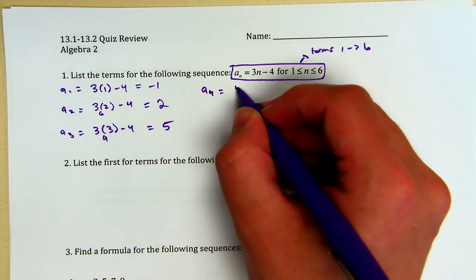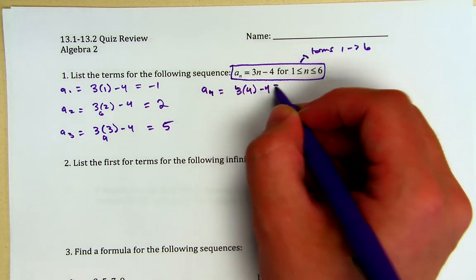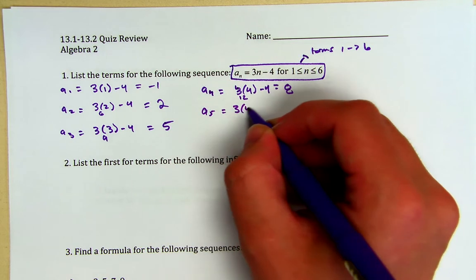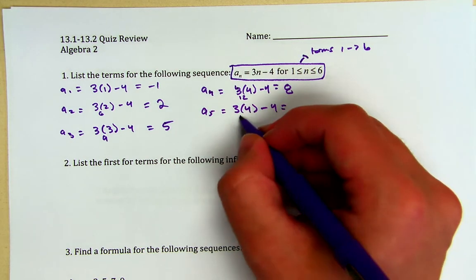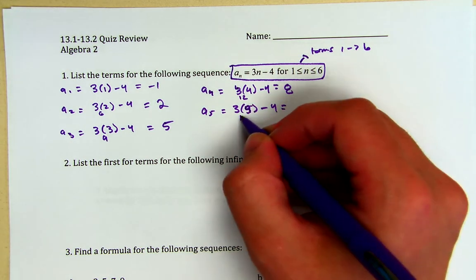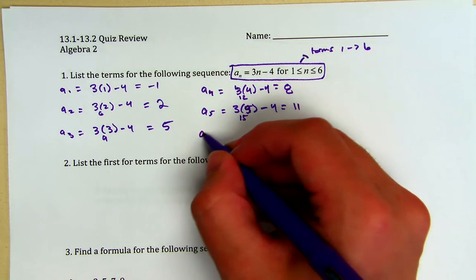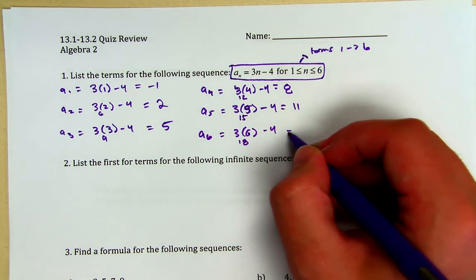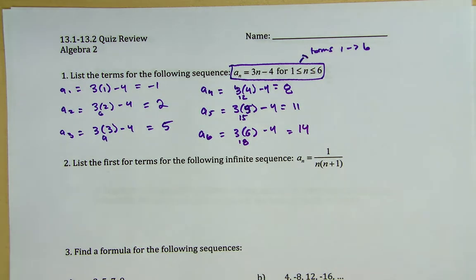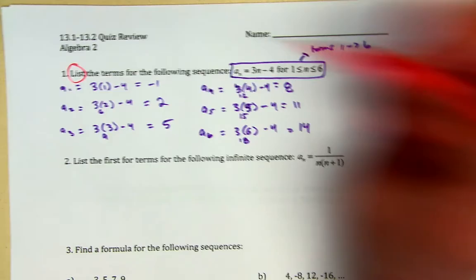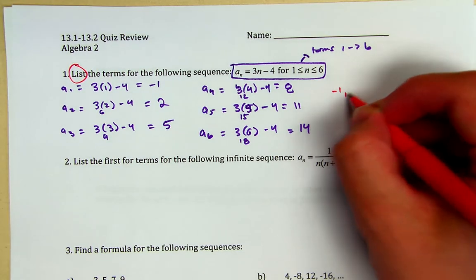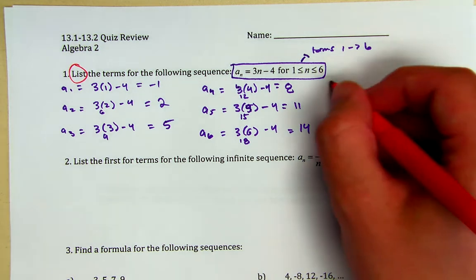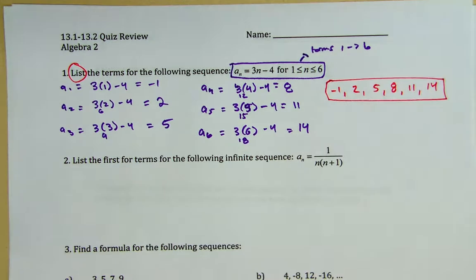A4. 3 times 4 minus 4. So 12 minus 4 is 8. A5 is 3 times 5 minus 4. Oops, I need 5 here. That's 15 minus 4 is 11. And finally, A6 is 3 times 6 minus 4. That's 18 minus 4 is 14. Now, remember, list is your key word here, so let's list them. -1, 2, 5, 8, 11, 14. So that is your list, your final answer.